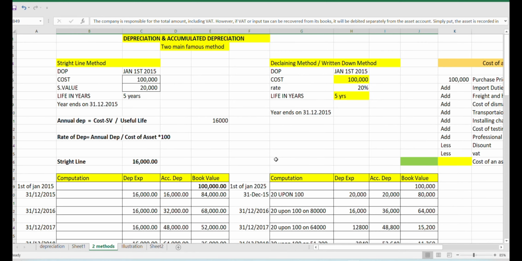I hope you enjoyed this session on calculating depreciation with two simple methods, the straight line method and the declining method. In my another video, I'll explain the other two methods of calculating depreciation.